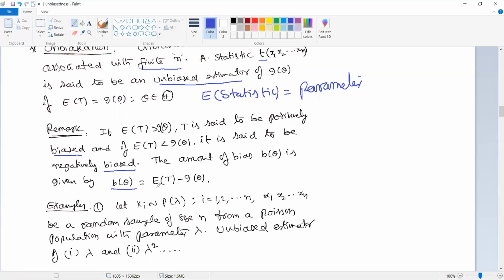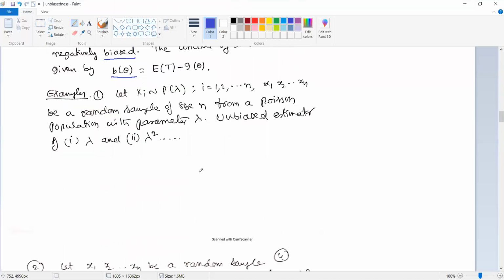So to write the bias values of the estimators, you have to use these techniques: expectation of T minus g of theta, where g of theta is a function of theta. So, to understand the purpose of unbiasedness, here we have to discuss some examples. All are live examples, very, very important examples from the examination point of view.